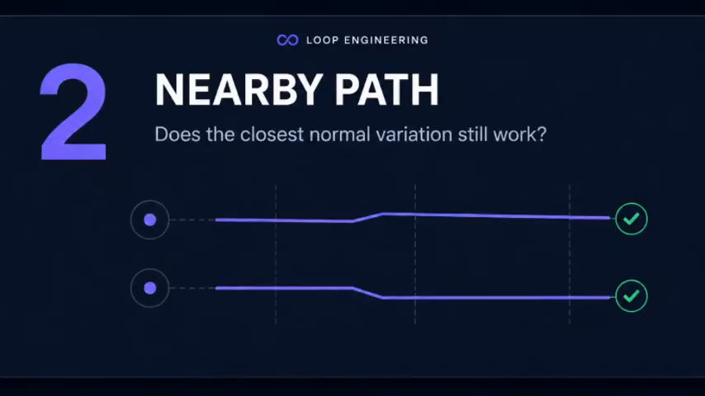The second check is the nearby path. This means testing the closest normal variation. Maybe it's another valid user. Or maybe it's another type of record, yeah? Maybe it's another browser. Or it could even be an older document.